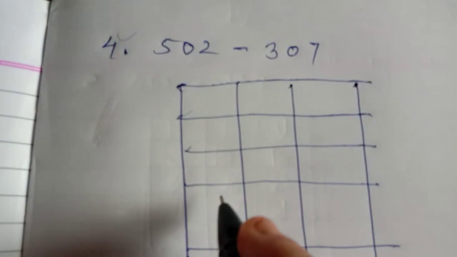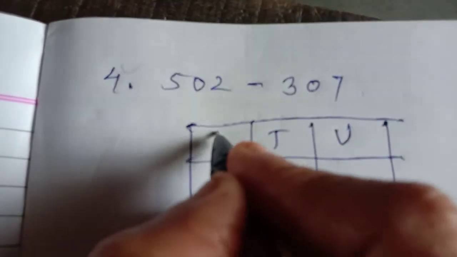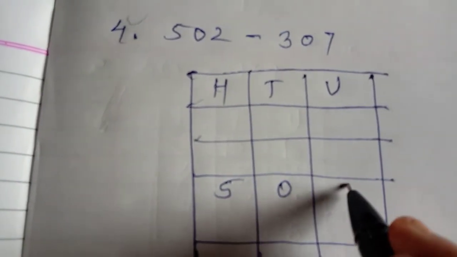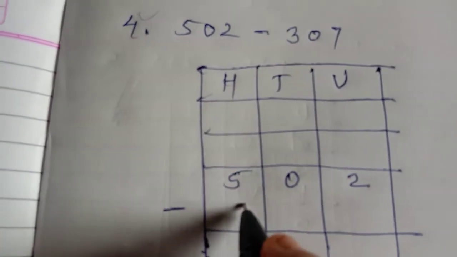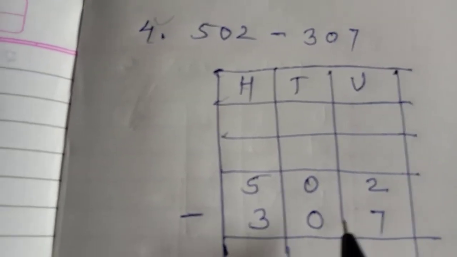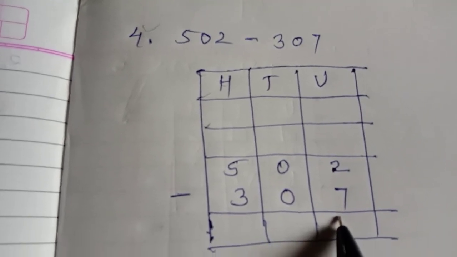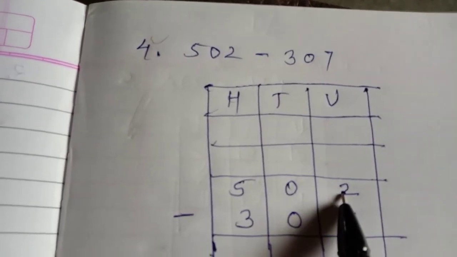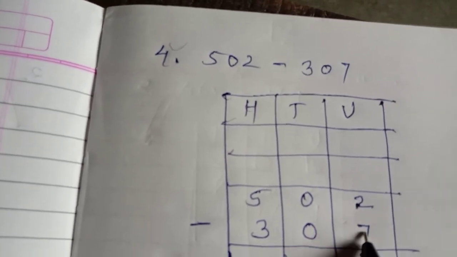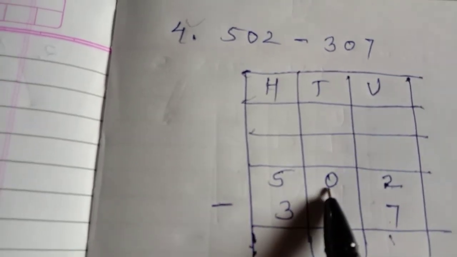The sum is, first you write units, tens and hundreds. Then 502 minus 307. So once again look here. Unit place 2 units and 7 units. Okay. Let's subtract 7 units from the 2 units. But we cannot subtract 7 units from 2 units. Then what do we do? We borrow 1 from the tens column.